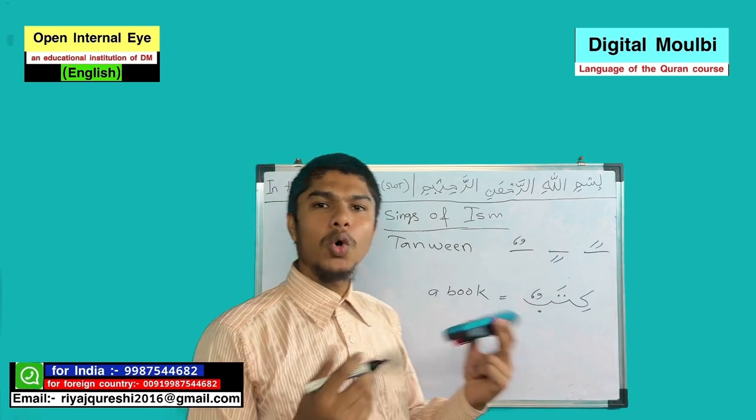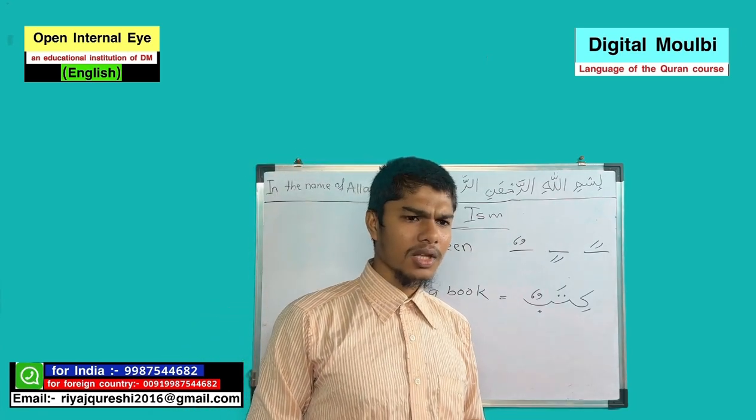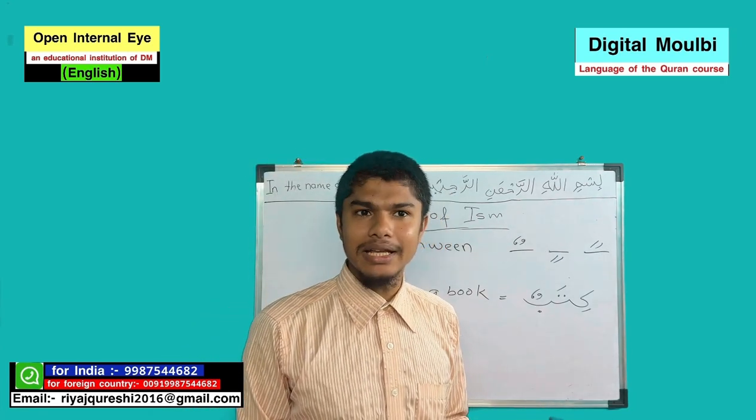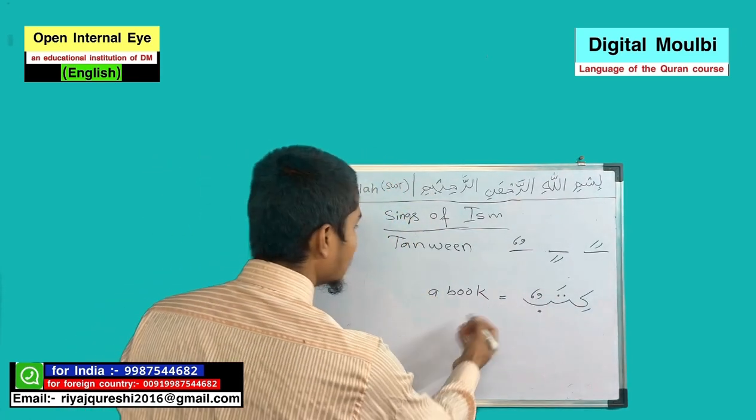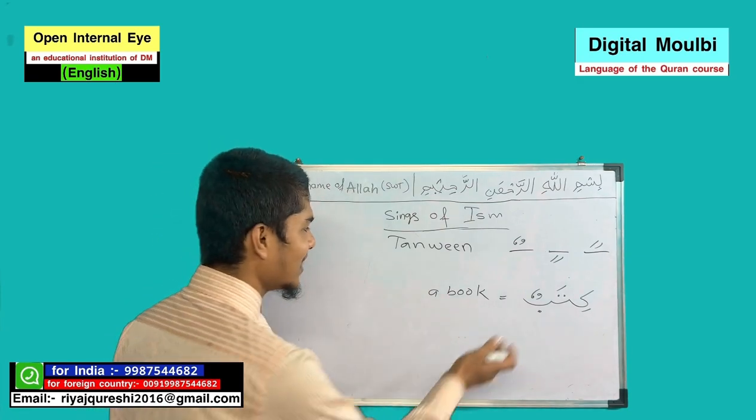And if you see a word with al in the beginning, that word has the. Okay. So kitabun means a book. So this is the sign of ism.